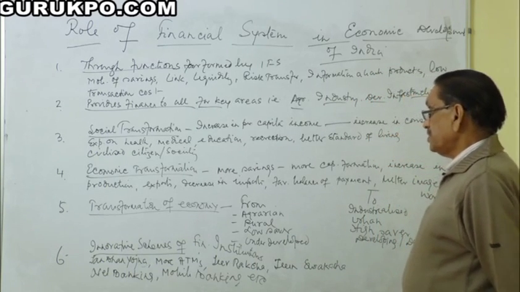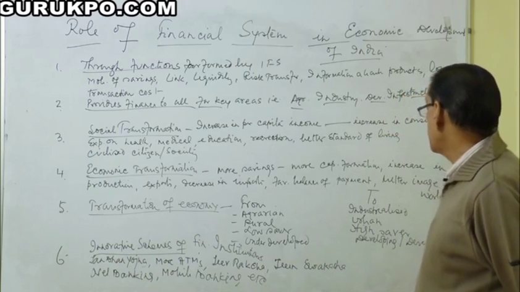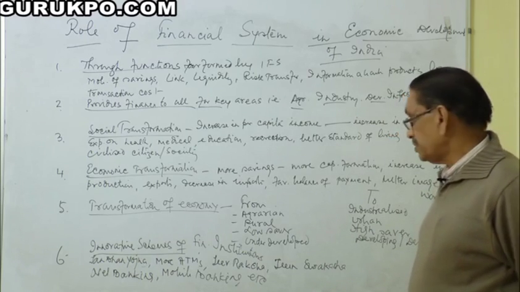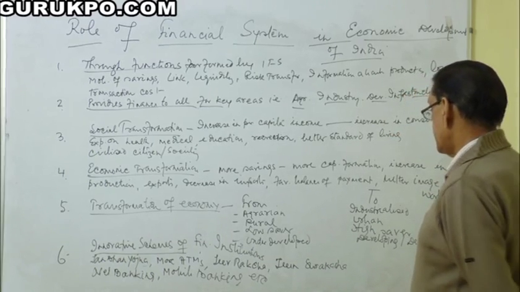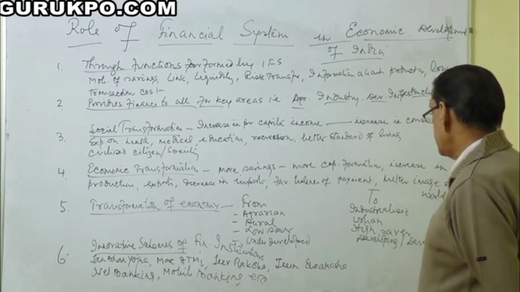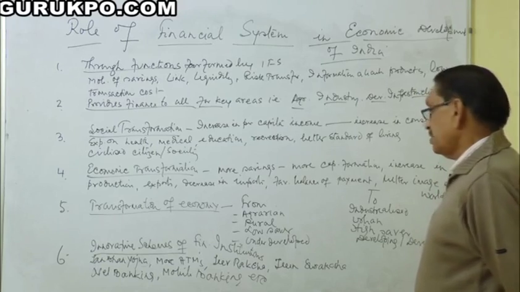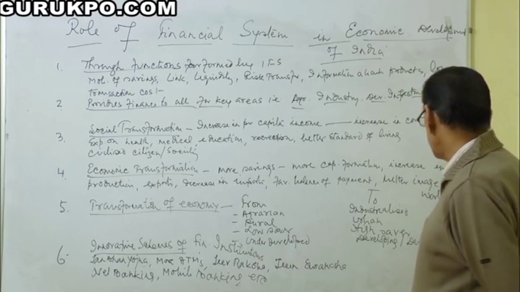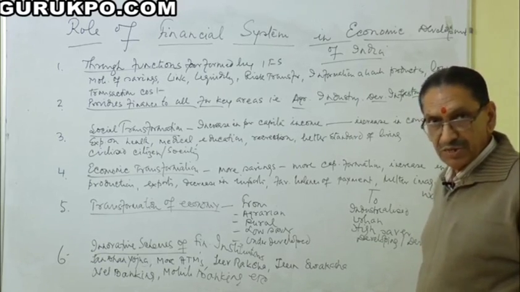The second point which I would like to emphasize while explaining the role of financial system is that there are 4 key sectors of economy which need finance. One is agriculture, another is industry, another is developing infrastructure facilities, and last is government also needs money.